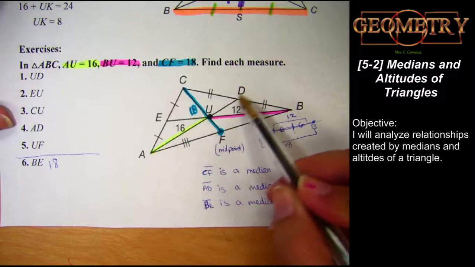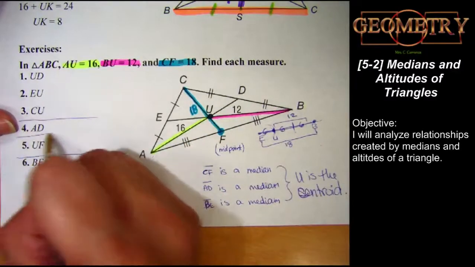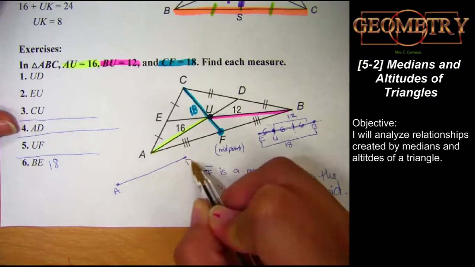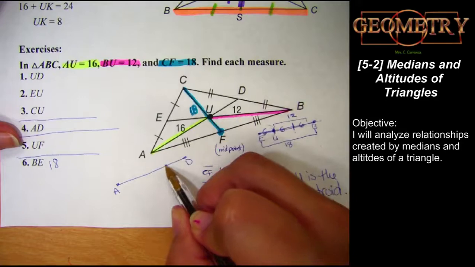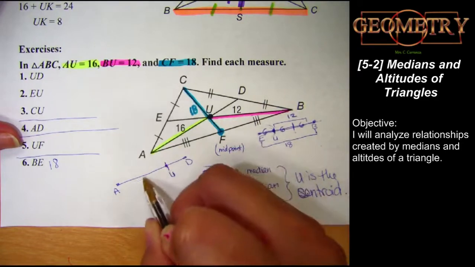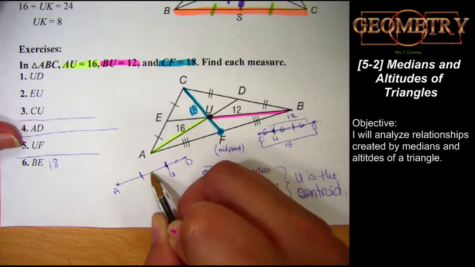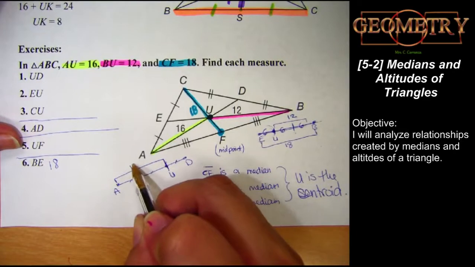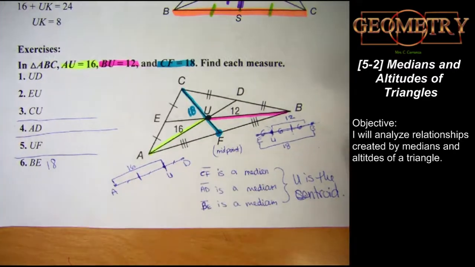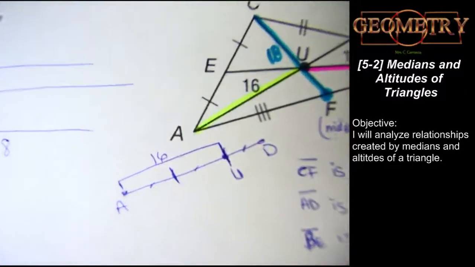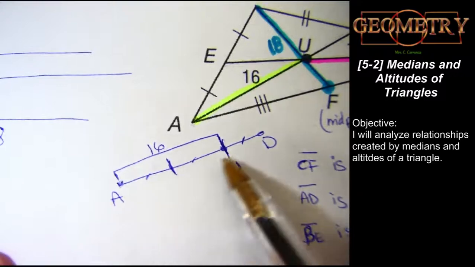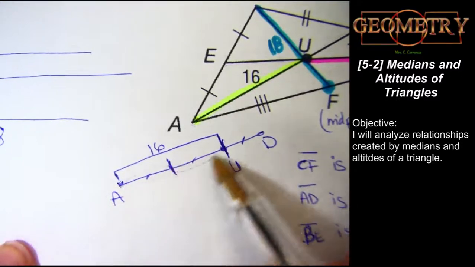Let's do A to D. We're going to find A to D. I'm going to draw over here my line segment AD. I have U as a centroid. That means that it's cut it into 3 equal pieces, so these are all equal to each other. I'm going to put little congruent markings. Now I'm told from A to U is 16 little units. So if that's 16 little units, and I know that it's 2/3, how much is each one of these pieces?